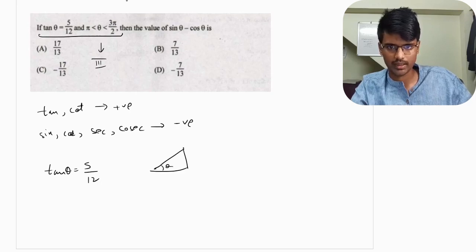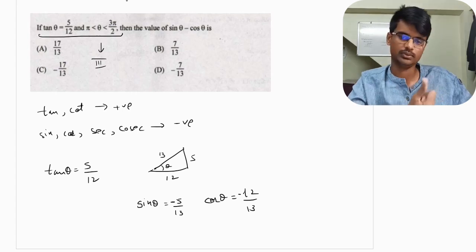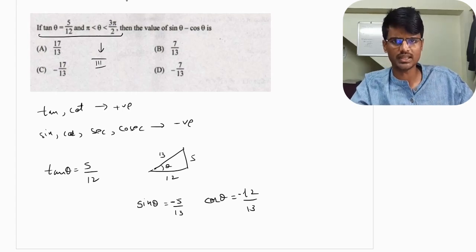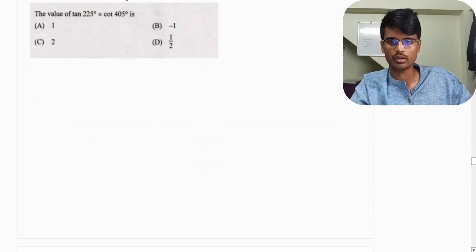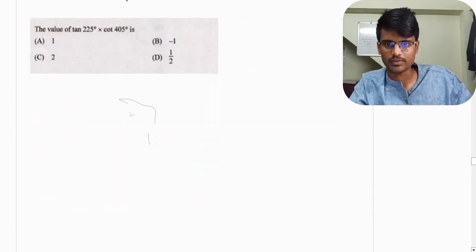Draw a triangle. Take this as 5 by 12. So the hypotenuse will be 13. So using this, what is sine theta? It is 5 by 13, but it is negative. What is cos theta? It is 12 by 13, but we have to take it as negative because our theta is in the third quadrant. So substitute this here and solve this. This is a homework question. You can solve this on your own. This is a tricky question again.